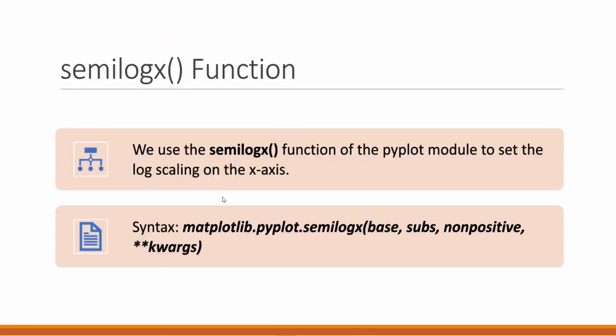Now we will see one more function which is the semilogx function. We use the semilogx function of the pyplot module to set the log scaling on the x-axis, and the default base of the logarithm is 10 in this case, and the syntax of this function is matplotlib.pyplot.semilogx, and we pass base, subs, nonpositive and keyword arguments as arguments to this function.